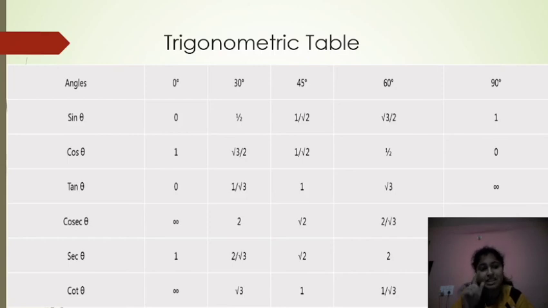Similarly, tan will be sine by cos. So if you know the values of sine and cos, you can find out tan by simply dividing sine and cos, or you can mug up the values of tan theta also. Similarly, cosec, sec and cot will be the inverse of sine, cos and tan respectively.